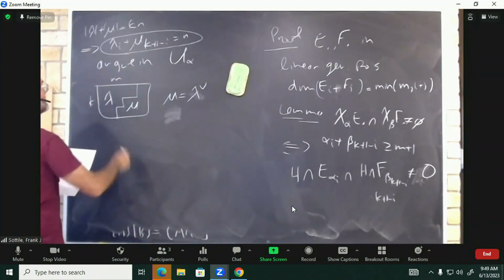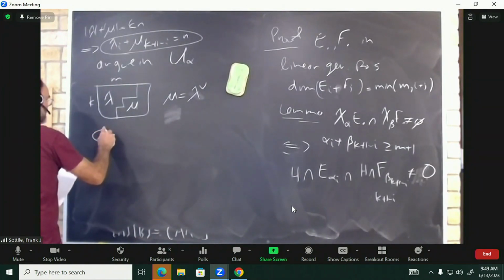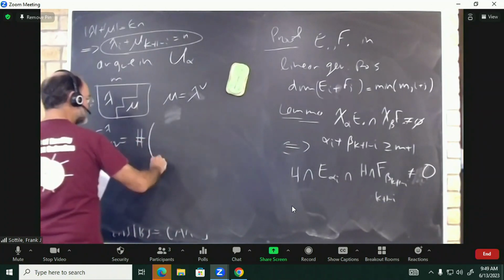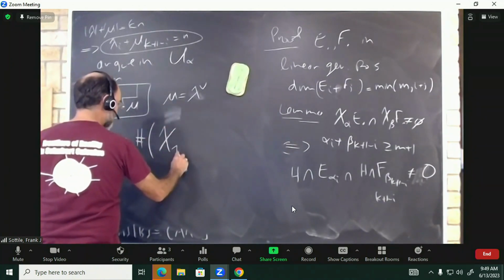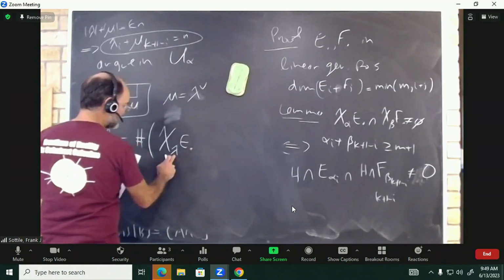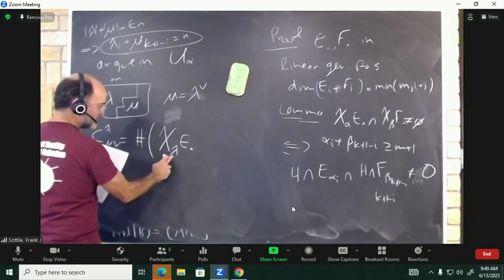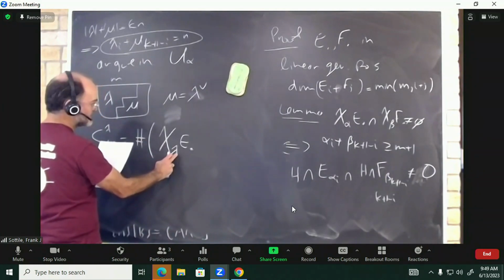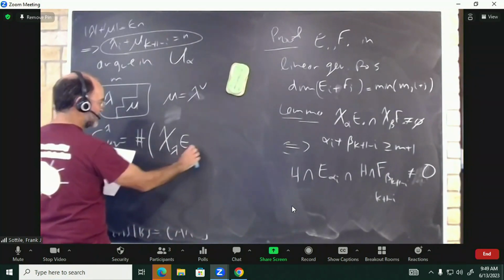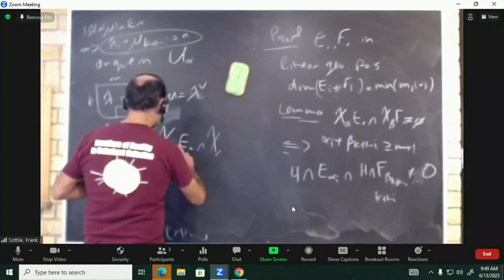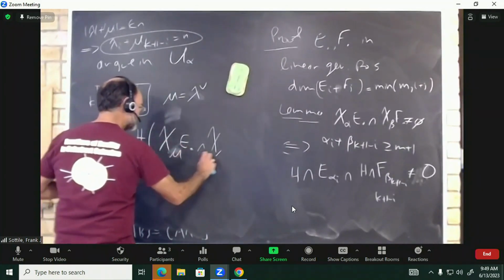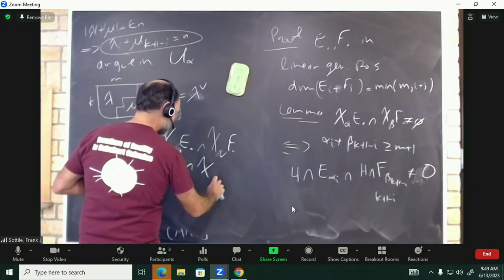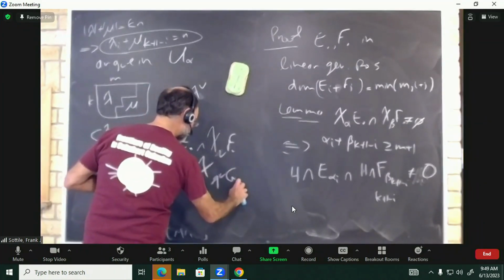So now what happens is c lambda mu nu ends up being the number of points in a triple intersection of the form X_lambda of E. Here I'm using the same symbol X, but this is a partition, so I'm using the partition instead of the sequence. Intersect X_mu intersect X_nu of F intersect X_lambda dual of G.